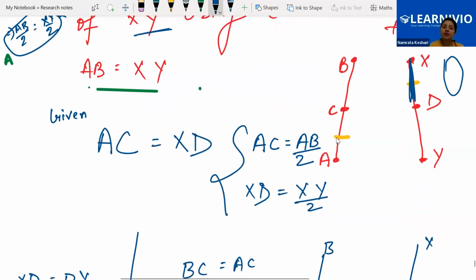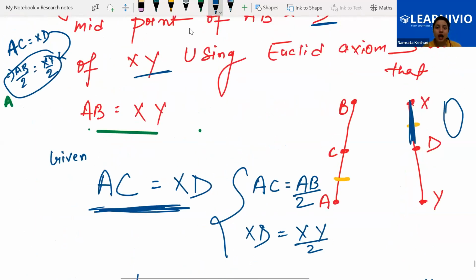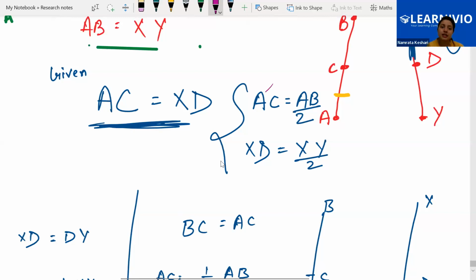The given condition is AC is equal to XD. So we can write it as half. AC means half of the total length of the line. What is the length of the line? It is AB. AC means AB by 2. Now we can write it.